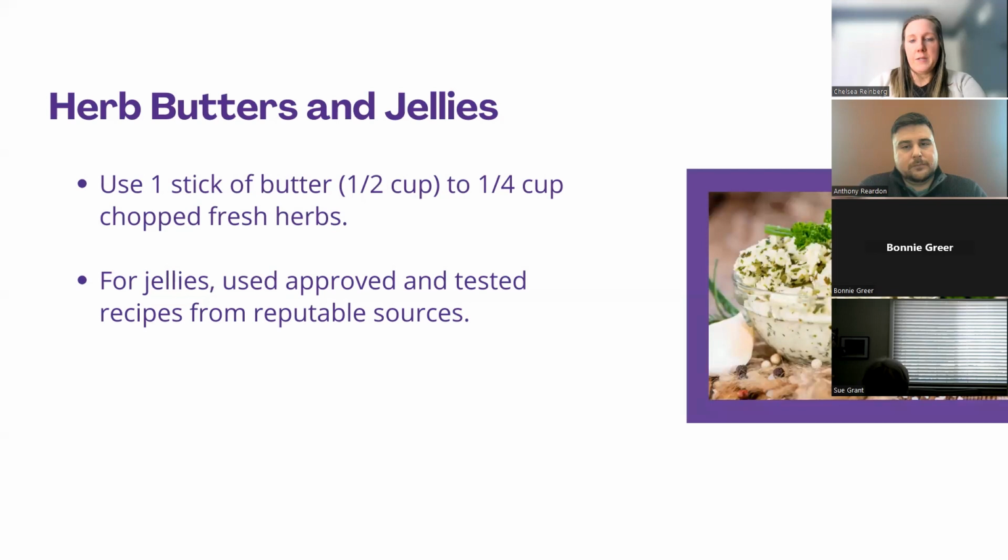Jellies are another way that you can incorporate some herbs. With these, you really do want to make sure that you're using approved and tested recipes from reputable sources. The Ball brand, a lot of extension services have tested and reputable sources. You don't want to try to make your own because herbs can potentially throw off pH. Of course, you want to make sure that you're using very clean, fresh herbs to not incorporate any bacteria into those jams or jellies that you're making and using it with.